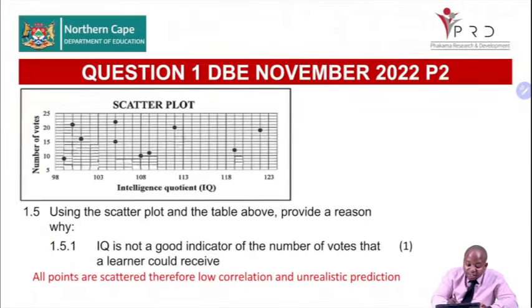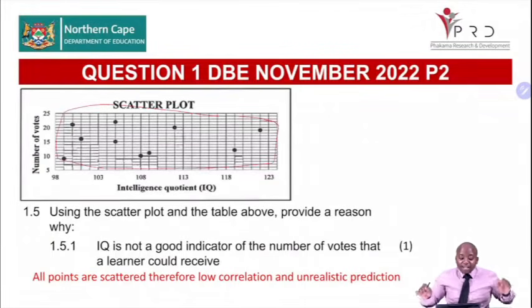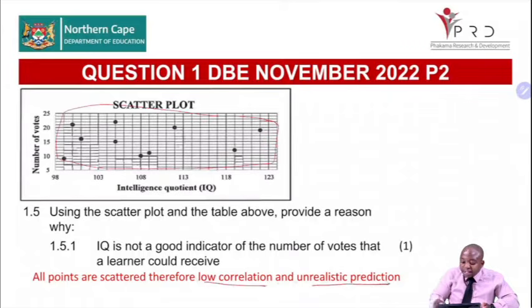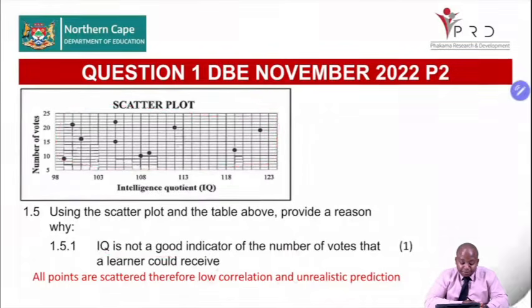In our scatter plot, we are not seeing a clear correlation here. The values are scattered around. So we can say all points are scattered, therefore there's a low correlation, and we have an unrealistic prediction. So we have R being very low in this case. That is why IQ won't be a good predictor, because we have a low correlation, as the points are scattered above and below. So we need to find R in this case. We can use the value of R to comment.